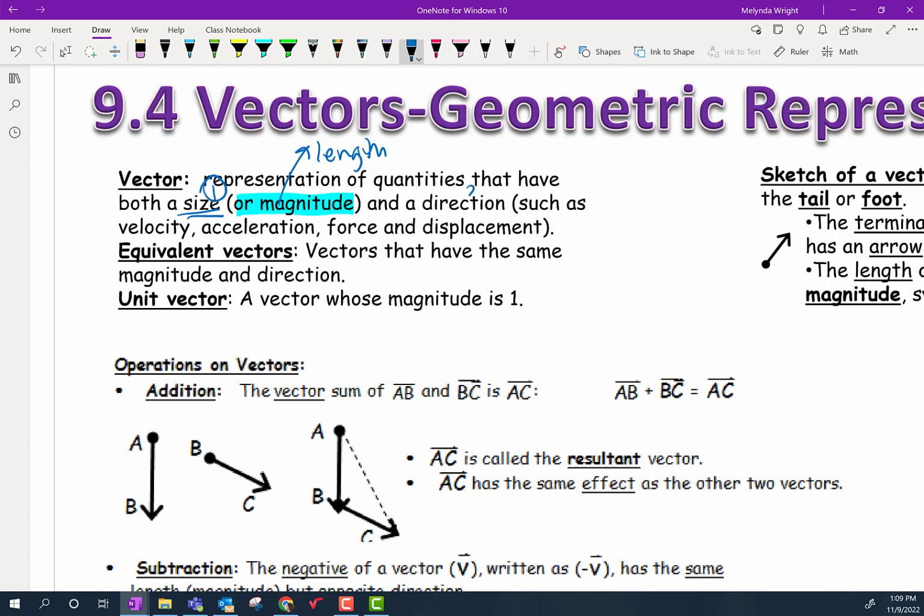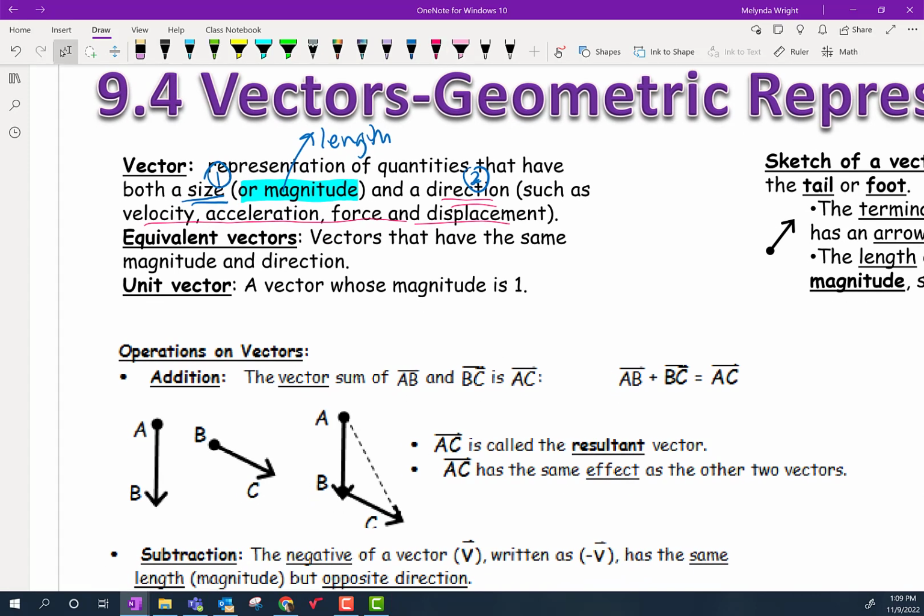The second characteristic of a vector is its direction. In context, it would be like velocity, acceleration, force, and displacement. Those have some specific information about direction that is important in those applications. But so the vector has a length and a direction.